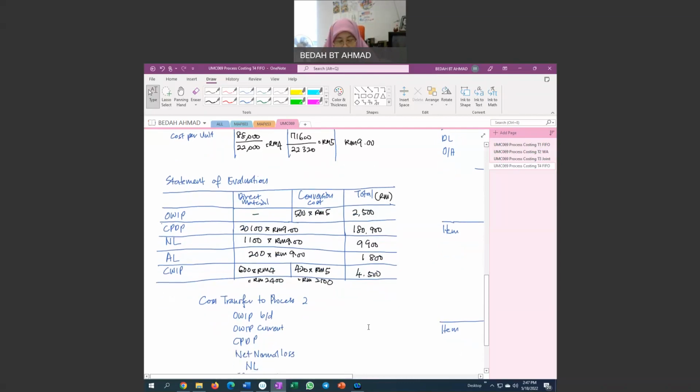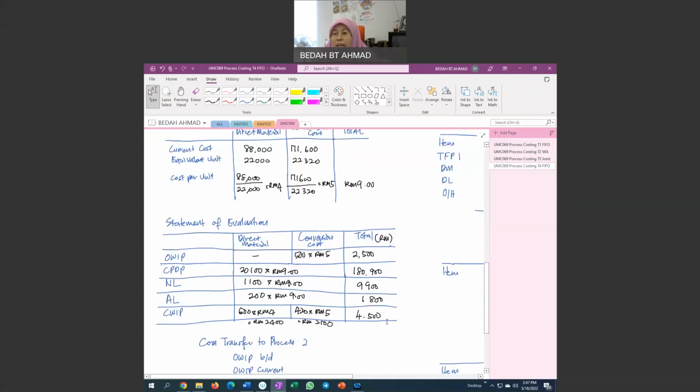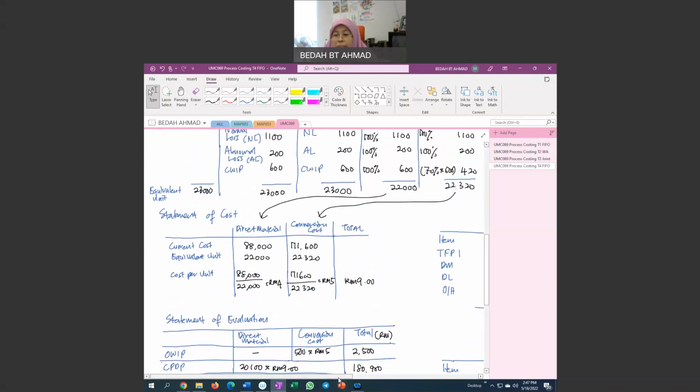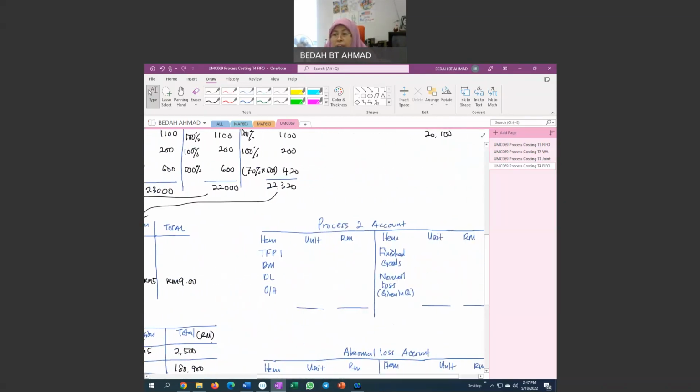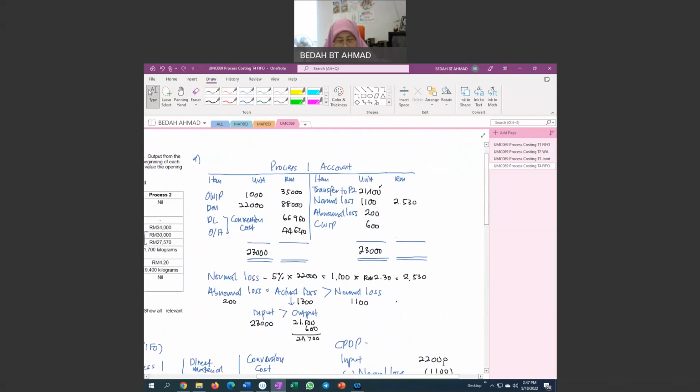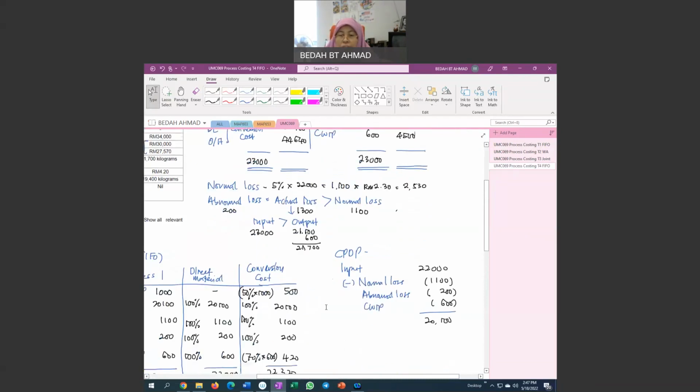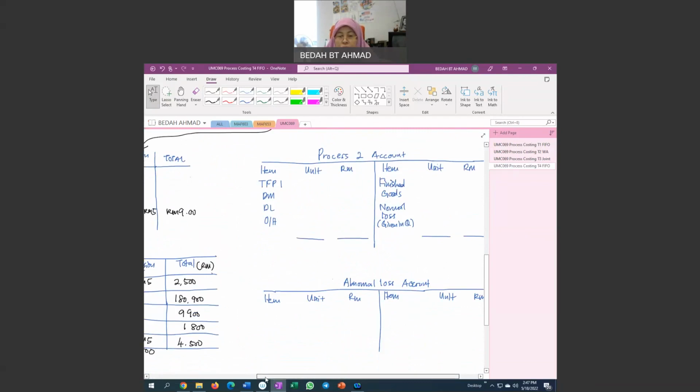So then we can transfer all the costs to the process account. Process account 1, abnormal loss. So we can transfer the abnormal loss here, 1,800. For the CWIP, the closing work in progress cost is 4,500. For the transfer to process 2, we need to list the component costs.